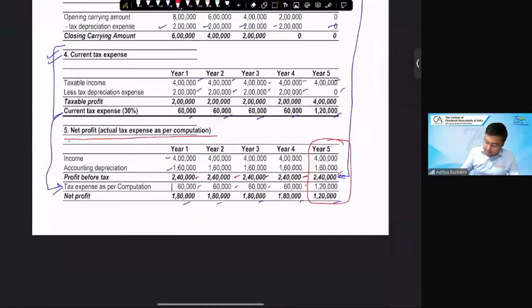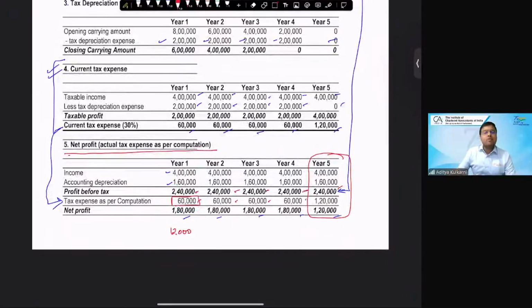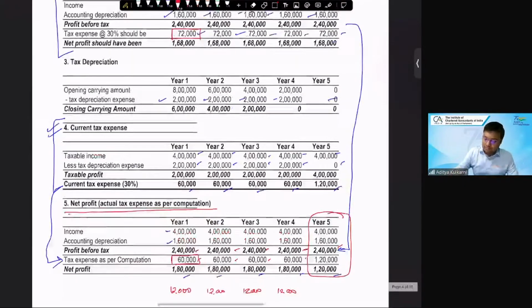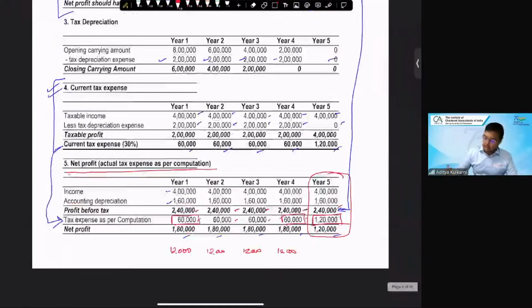72,000 versus 60,000. Can I say that the tax difference is 12,000? What is 72? If the income tax also allowed the same depreciation as on accounting profit, it is 72. Minus 60, what is your actual tax expense? So in the first 4 years, it is a 12,000 difference, correct? Versus this, in the fifth year, 72 minus 1 lakh 20, so this comes to how much? Minus 48,000. Are you able to understand?